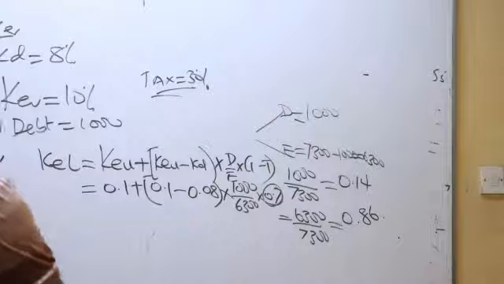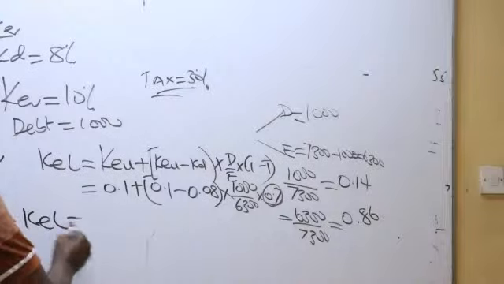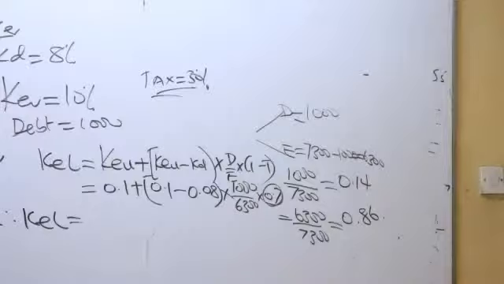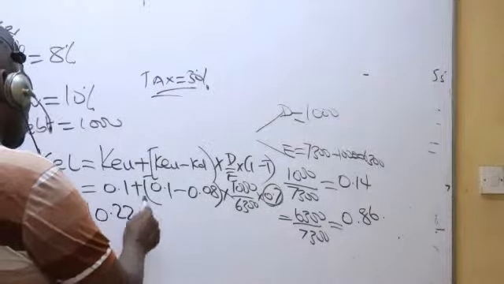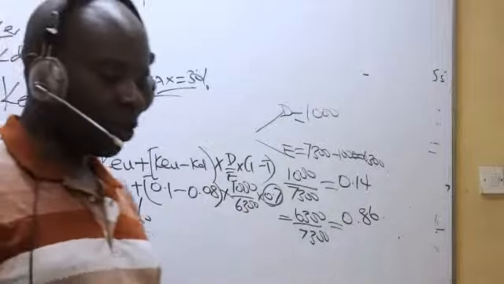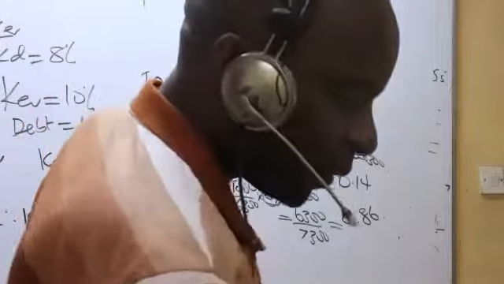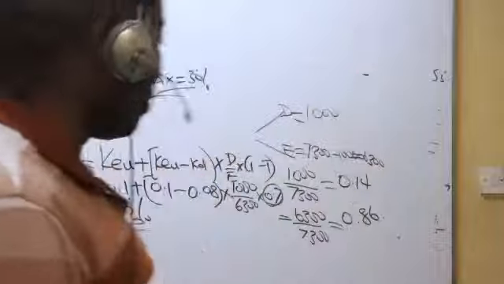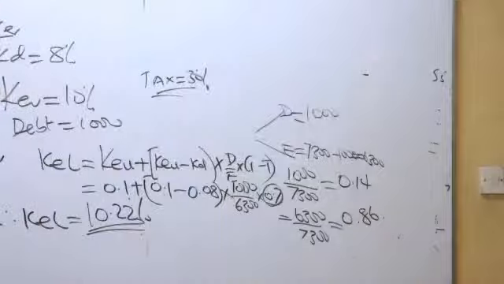So therefore, KL will be equal to who? Our KL will be equal to 10.22%, the one that was given to us. I'm so sure all of us really would have gotten this. Nobody would have lost these 3 marks.